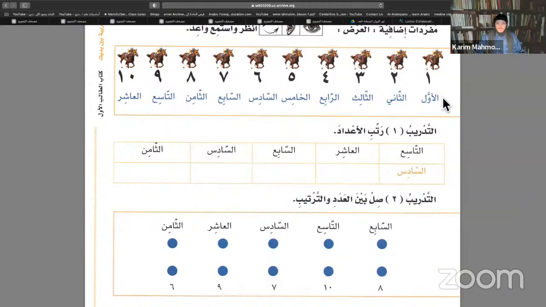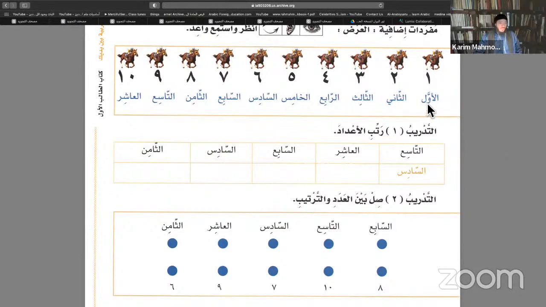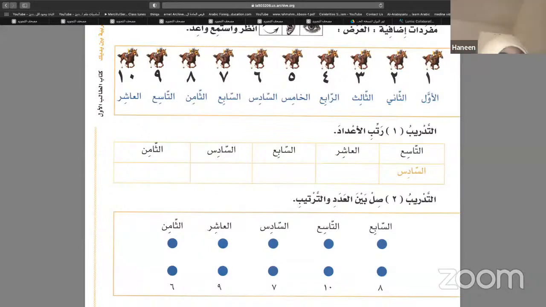Okay, so Bismillah. Let's go read together. Okay, we're going to be talking today about the levels. So like the first, the second, the third, the fourth, like that. Okay, so let's go. Al-awwal, الأول. Come on, unmute and say al-awwal. الأول. Al-awwal means what? The first.